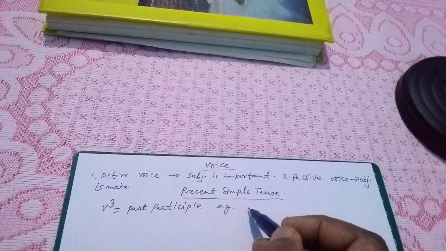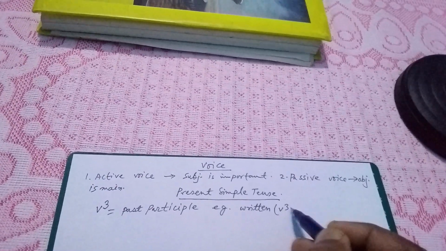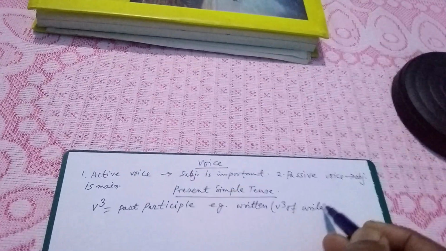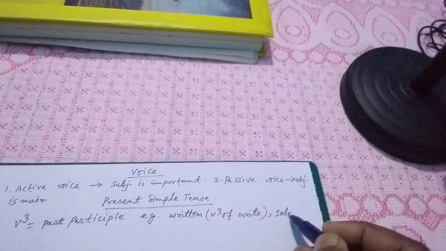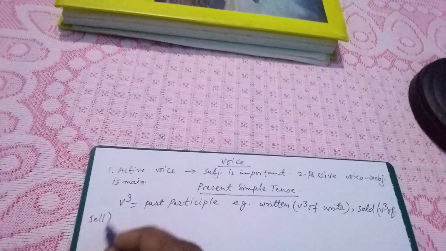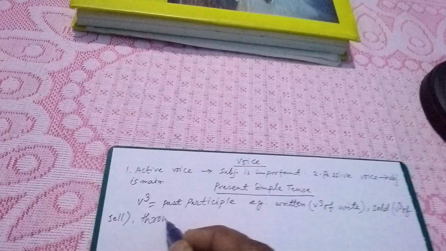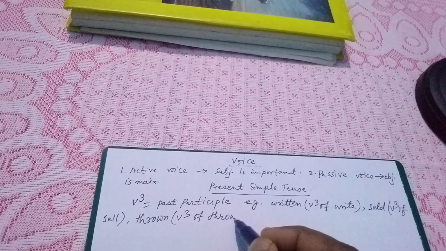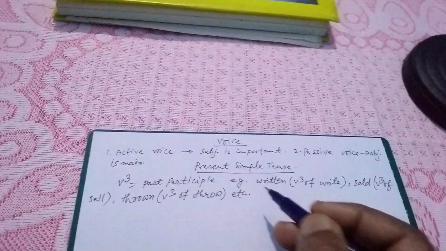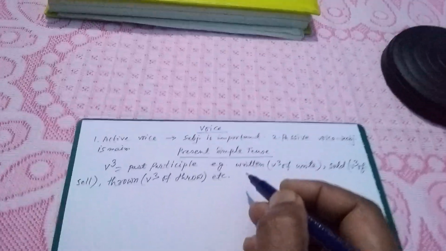Example, written. It is V3 of write. Sold. It is V3 of sell. In the same way, thrown. It is the V3 of throw, etc. That means we always have to use V3, that is past participle.